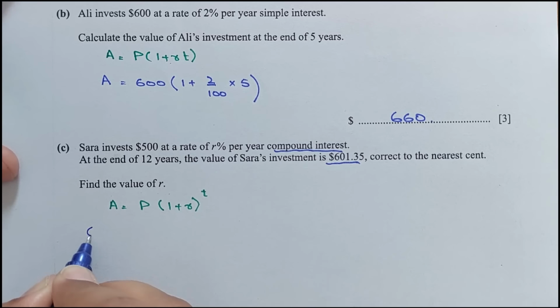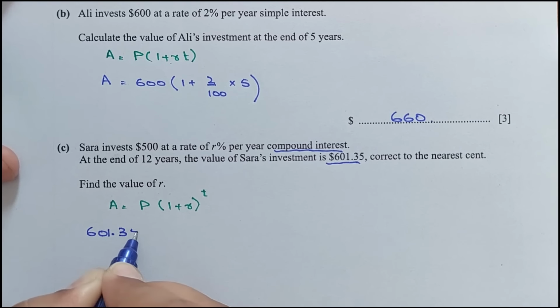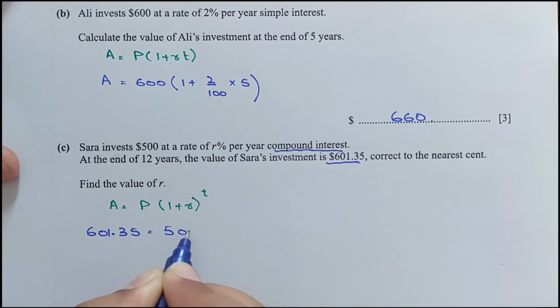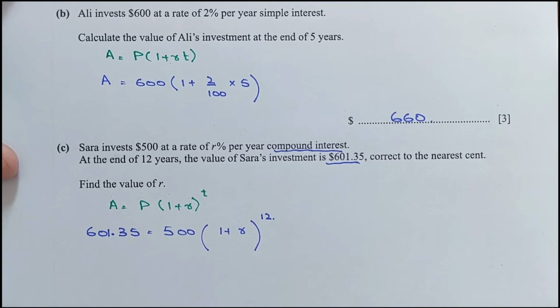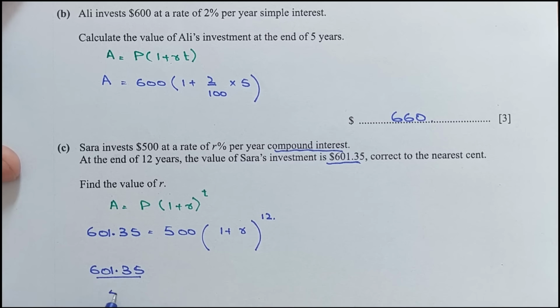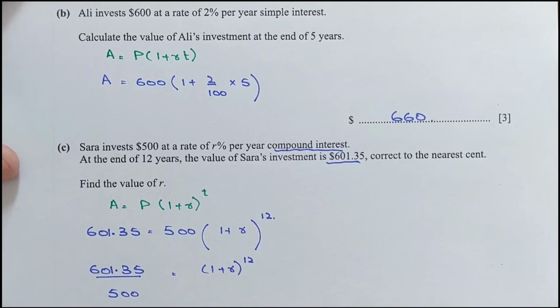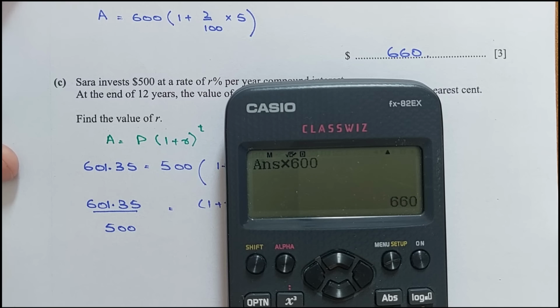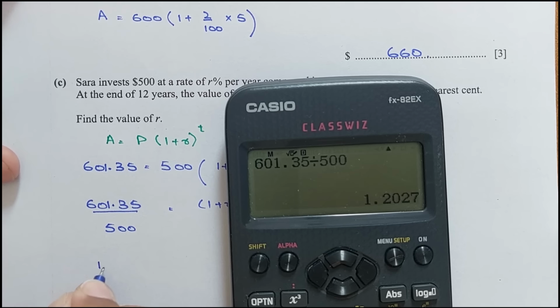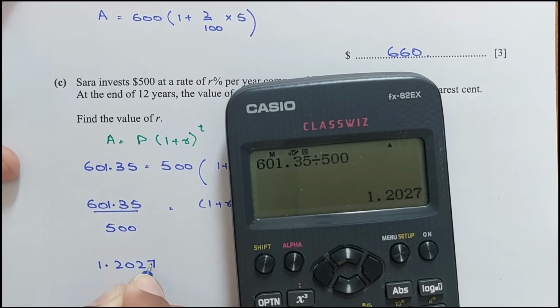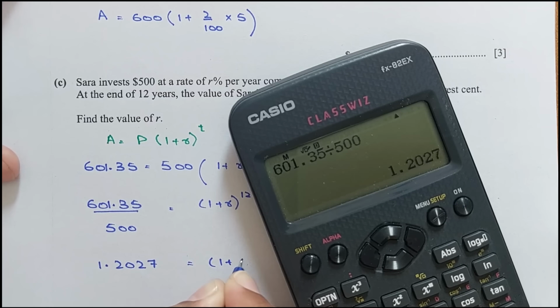So the amount we have been given is $601.35. The investment is $500. 1 plus R we have to calculate and T is 12 years. Let me simplify. 601.35 divided by 500 equals (1 plus R) to the power 12. So 601.35 divided by 500 is 1.2027. This is 1 plus R.